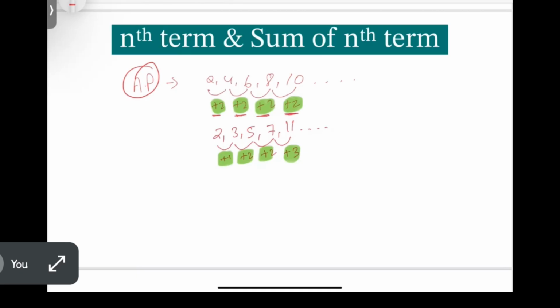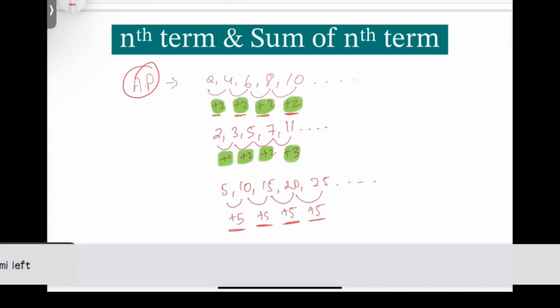One thing we need to know is that most of the time you will be given this kind of sets. You may be given 5, 10, 15, 20, 25, and so on. If you look here, in every term there's a plus of 5. So if a certain pattern is following, then in that case we call it arithmetic progression.